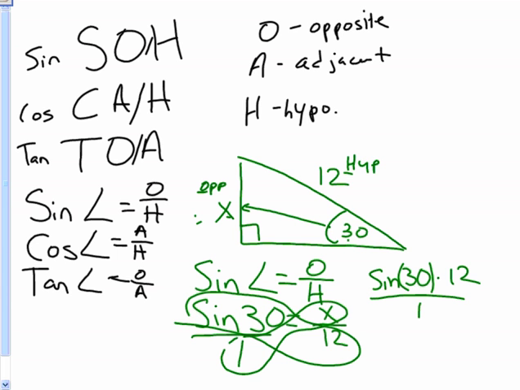What is it? Sine of 30 is 0.5, right? So it's 0.5 times 12, which is 6. The opposite side is 6. Easy? Any questions there? All right, let's do another one.